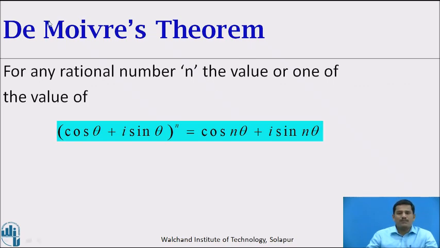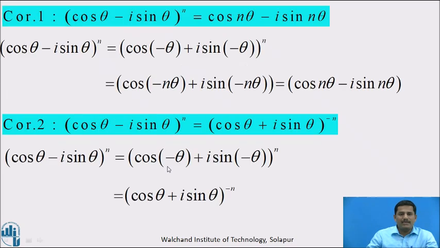De Moivre's theorem is: for any rational number n, the value, or one of the values, of (cos theta plus i sin theta) raised to n is equal to cos n theta plus i sin n theta. De Moivre's theorem has many applications. It is used to evaluate the powers of complex numbers. It is also used to find the roots of a complex number, roots of equations. So in this video, we will see how to find the powers of certain complex numbers using De Moivre's theorem. Before starting the examples, it has some corollaries.